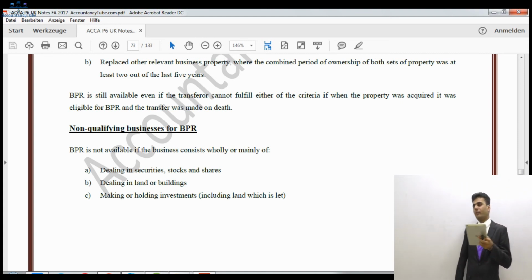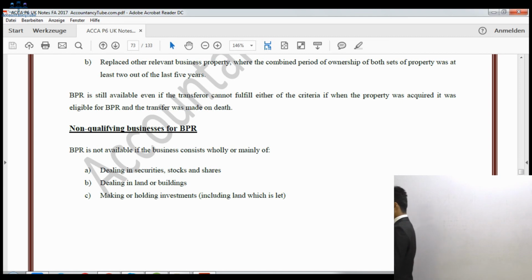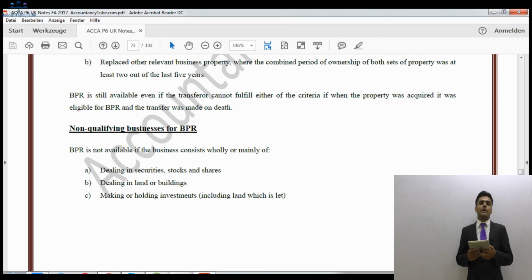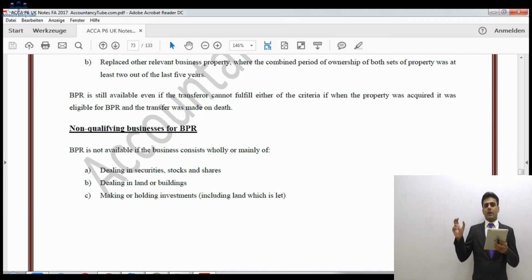Assuming that business property relief will be applied, how would we calculate? Normally we calculate it at the rate of 100%, so the value will be reduced at the rate of 100%. Sometimes there are some excepted assets as well. The assets which are not used for business purposes are excepted assets. So we will only take the business property relief for the non-excepted assets. What are the other issues?